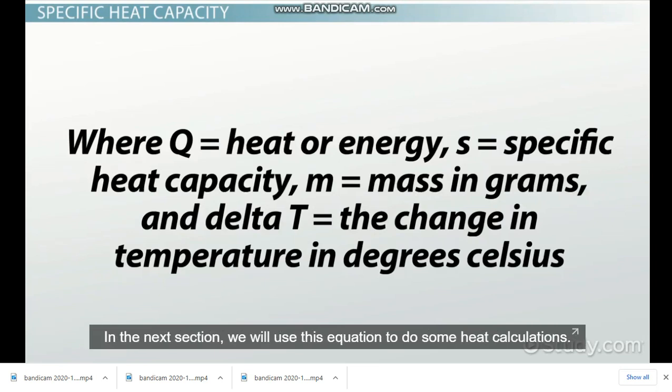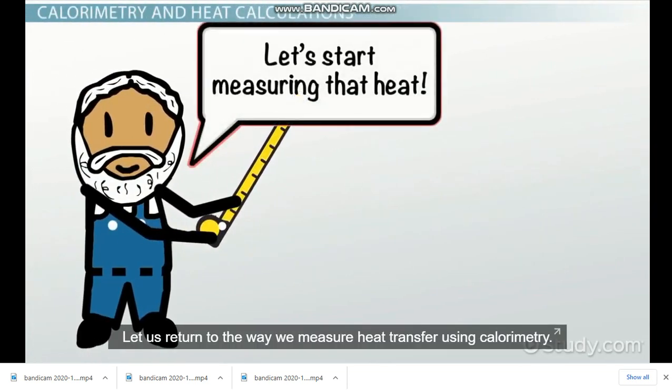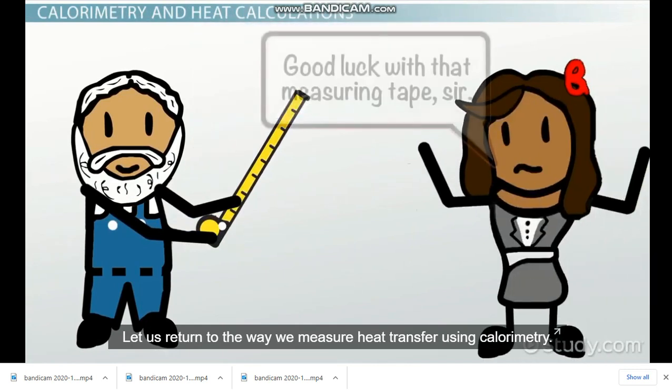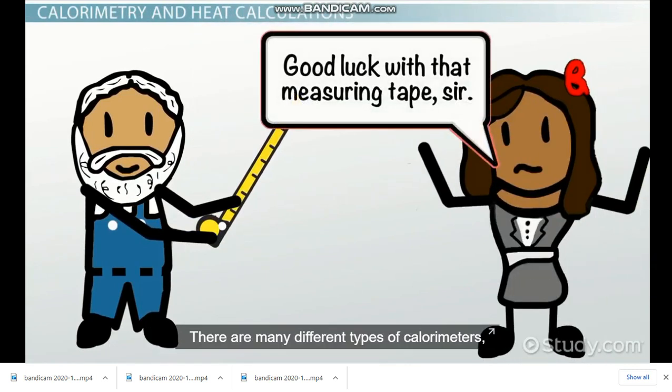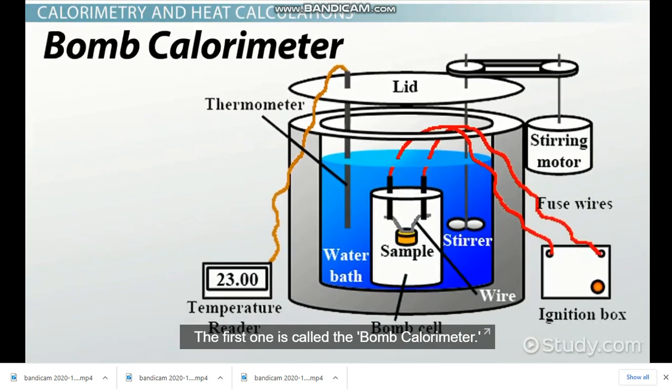In the next section, we will use this equation to do some heat calculations. Let us return to the way we measure heat transfer using calorimetry. There are many different types of calorimeters, but I am only going to talk about the two you are most likely to come across. The first one is called the bomb calorimeter.